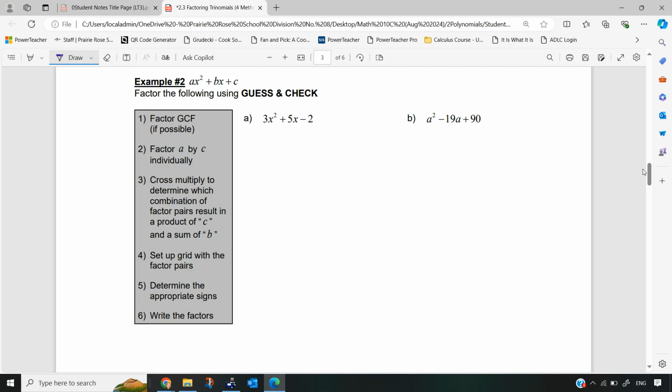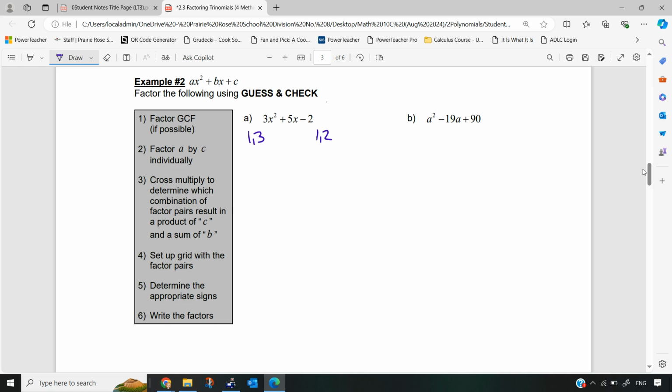Now with guess and check, what we're doing is we're looking at factoring the first and the last terms individually. So the coefficient for my first term is 3, and the factors of 3 are 1 and 3. My constant is 2, the factors are 1 and 2. Notice that I'm not even worrying about the signs right now, just the factors. Now, with guess and check is to now find a cross product that's going to give me a product of C and a sum of B.